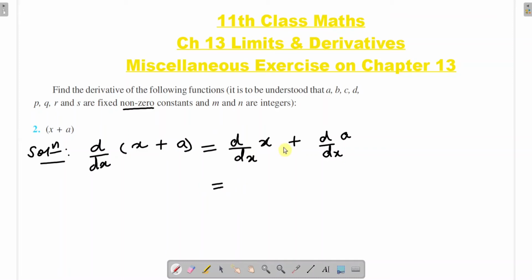Now derivative of x, how you can calculate this? You have to know it directly. Derivative of x is 1 always, plus derivative of a. a is a constant, so derivative of a will be 0. Derivative of a constant is 0, right? So derivative of x plus a is equal to 1 plus 0, which is 1. Okay, this is the answer, right? Derivative of x plus a is equal to 1.